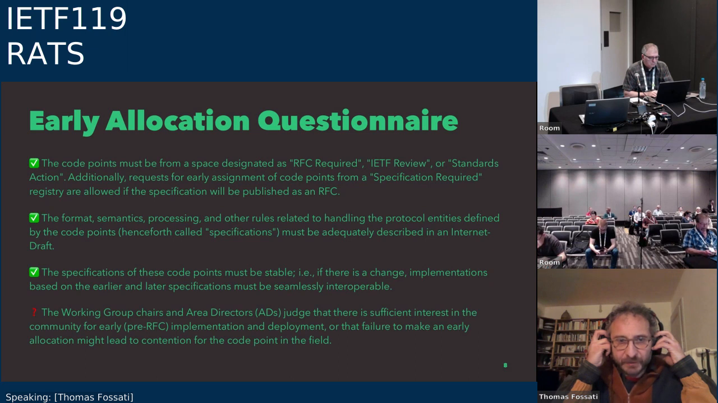So what remains to do is that the working group chairs and the area director take a look at the document and make the judgment call whether there's sufficient interest in the community for early allocation. So there is implementation already, this running code that we have deployed. So I think not making an early allocation can lead to contention or other problems. In this case, the fact that other documents are blocked without reason on this. So that's it. I think the ball is in the court of the chairs and the AD for this.